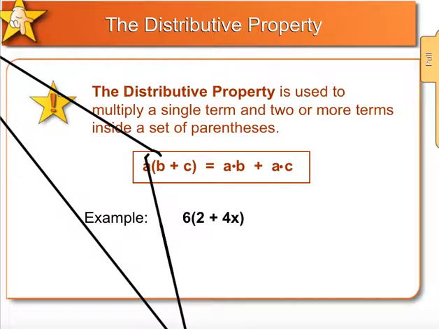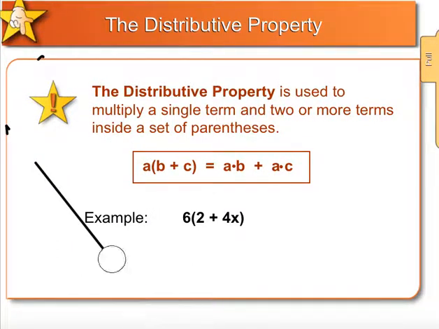a times b, sorry about that, a times b, let me get rid of what we have here, a times b, and then we're going to do a times c. We can show this visually with little rainbows so that everything outside of the parentheses is multiplied by what is inside. And we can do that with this example with numbers below.